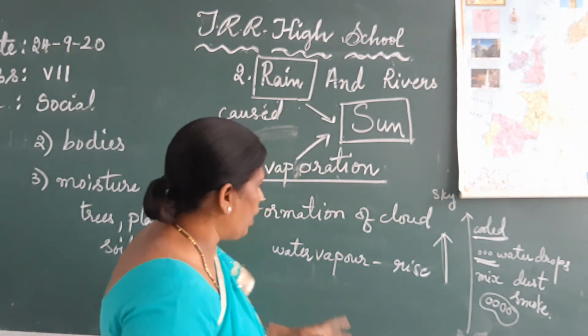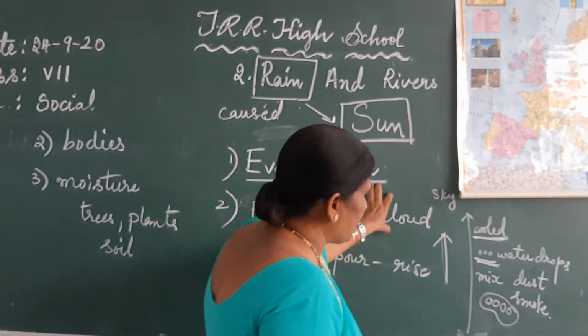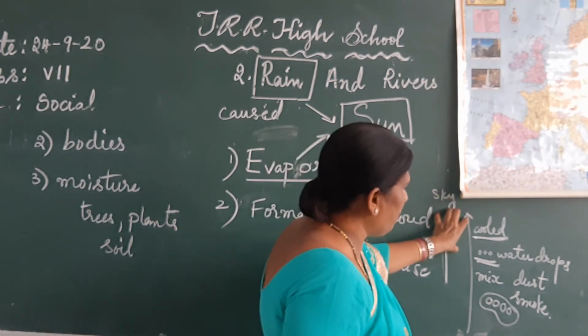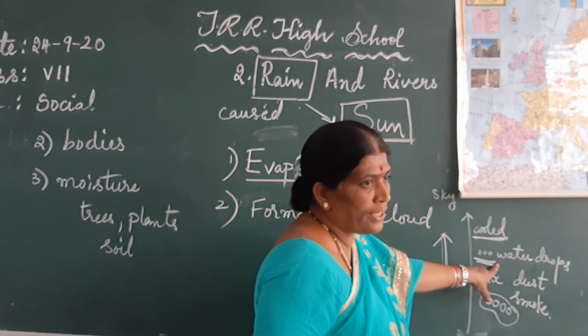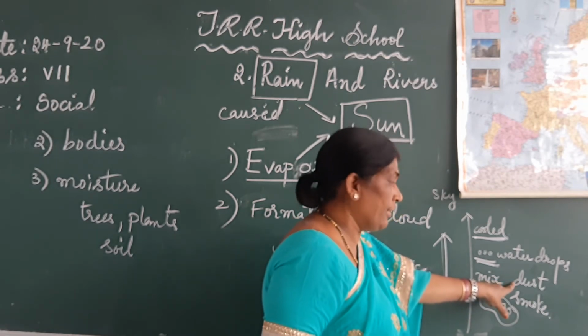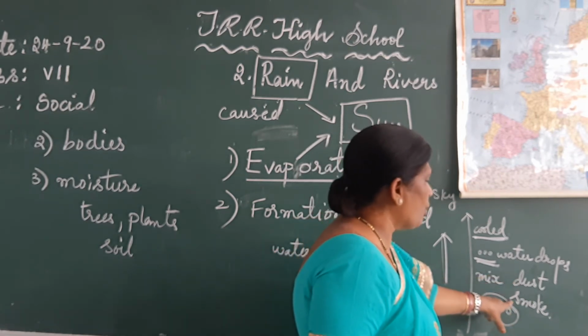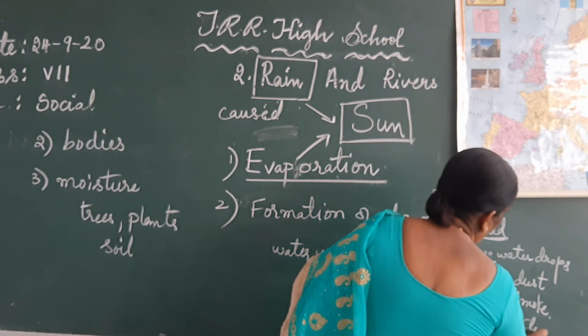Understood, children? Water vapor rises into the sky. As it rises, it will be cooled. When it is cooled, it will again become water drops. That is called condensation. Again they will mix with the dust and smoke, and they will form into the clouds.